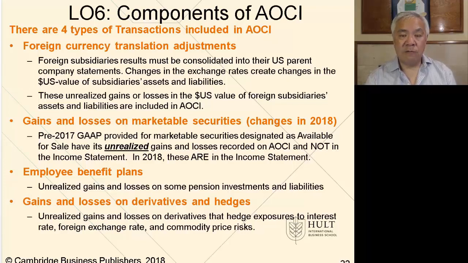And these 4 are foreign currency translations related to the balance sheet. The second are gains and losses on certain types of marketable securities called available for sale. The third are employee benefit costs, but not all, just certain ones that change the valuation of liabilities. And the fourth are gains and losses on derivatives, but not all derivatives, certain ones. So let's go through in slightly more detail.